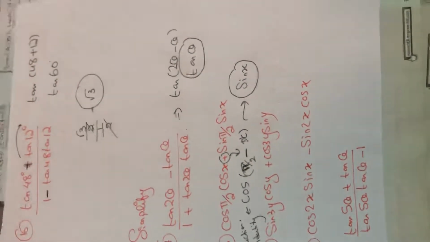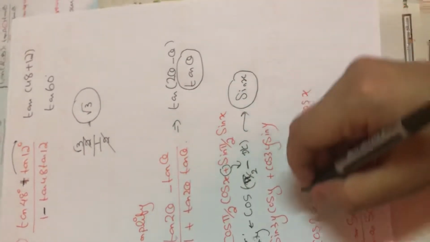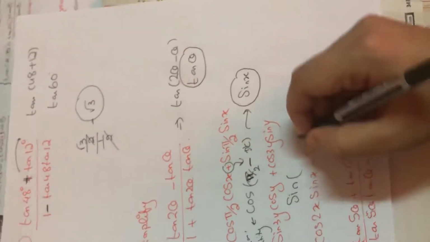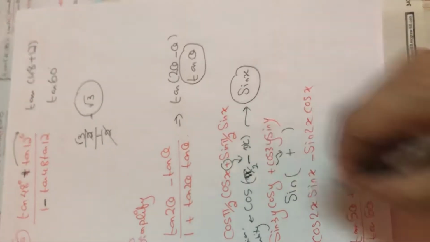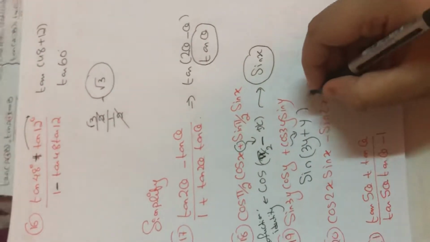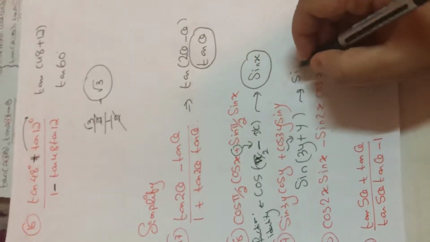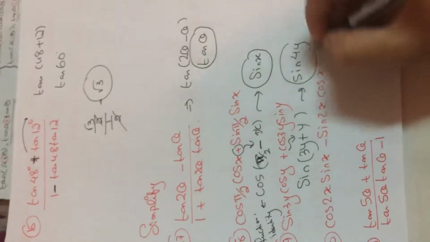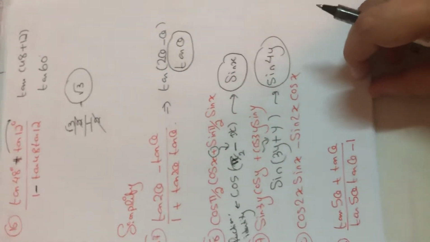Okay, this one, it's sine, cosine, cosine, sine, so it's sine, and the sine is the same sign. I will just copy the same sign, and here one angle is 3y and one angle is y, so your answer is sine 4y, and you cannot do anything to that, right?